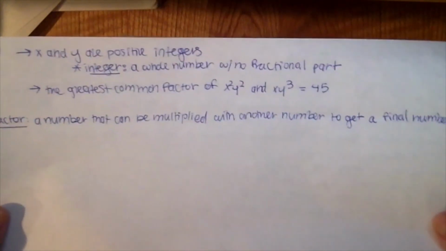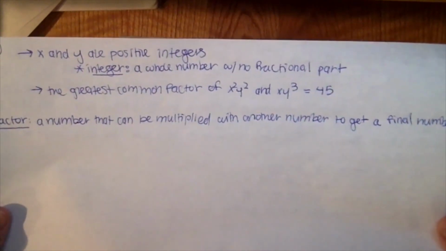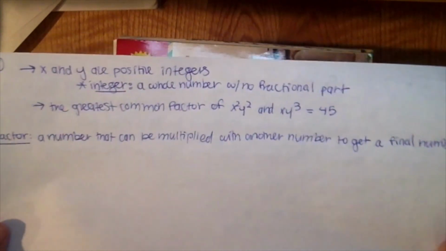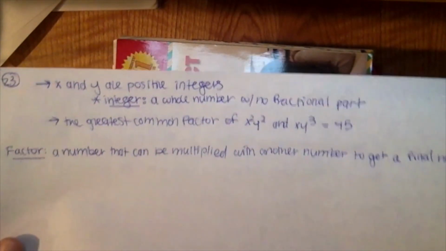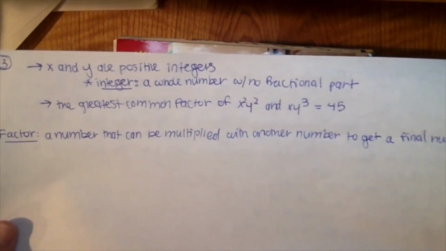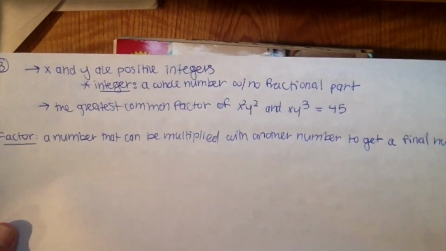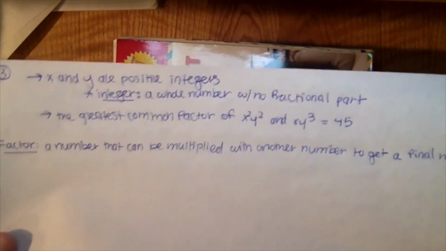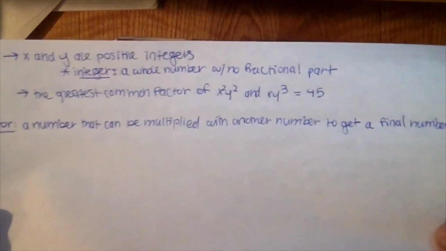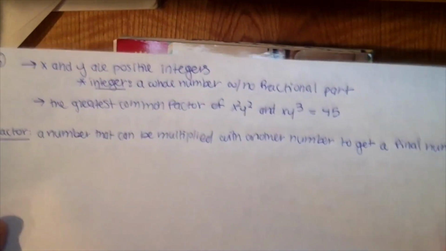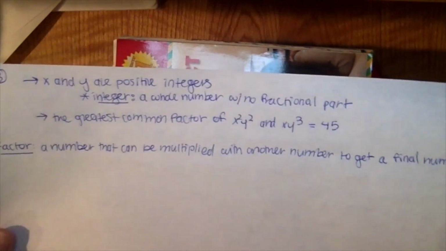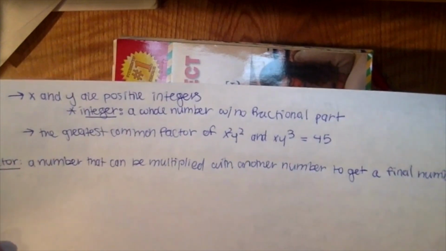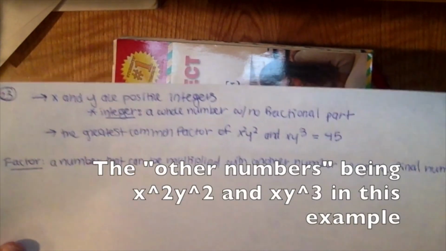What I've done here is just written down the basic information. We know that x and y are positive integers. An integer is a whole number with no fractional parts. So they have to be whole numbers, and they have to be positive, so not 0 or negative. We also know that the greatest common factor of x squared, y squared, and xy cubed is 45. A factor is a number that can be multiplied with another number to get a final number. So the greatest common factor is 45. That means 45 and another number can be multiplied to equal another number.